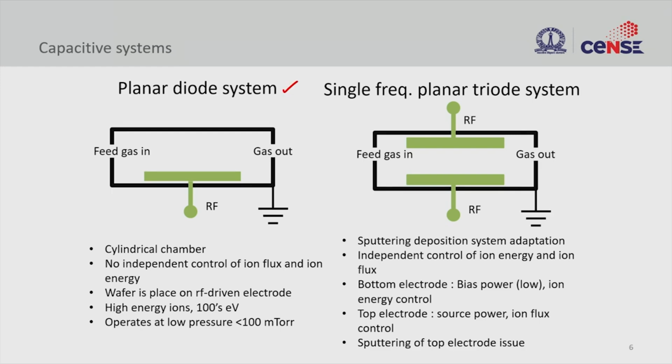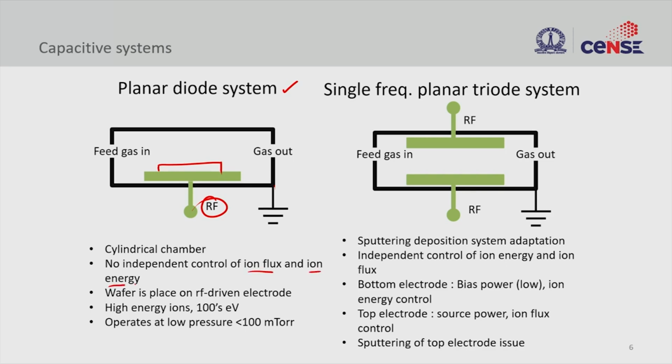So here we have an electrode and then gas inlet and outlet, of course, and then the chamber is grounded, right? So now the power is given to this electrode, and you might also have put the wafer here, right? And one of the issues here is you won't be able to control the flux and the energy, right?